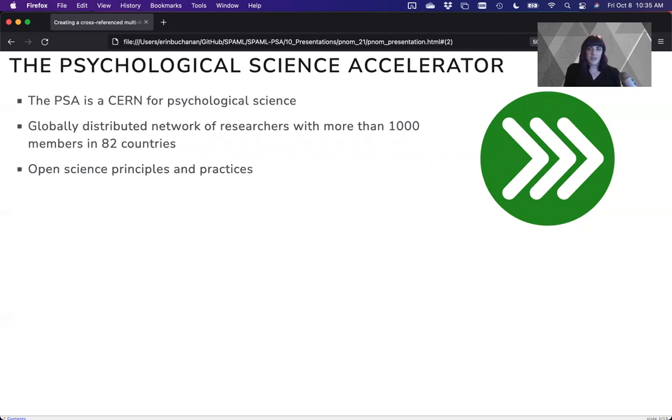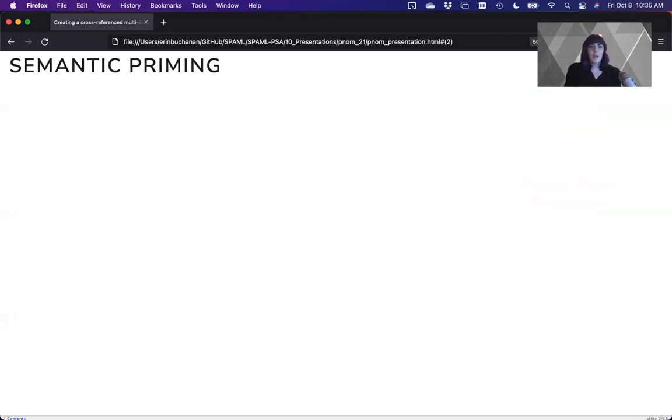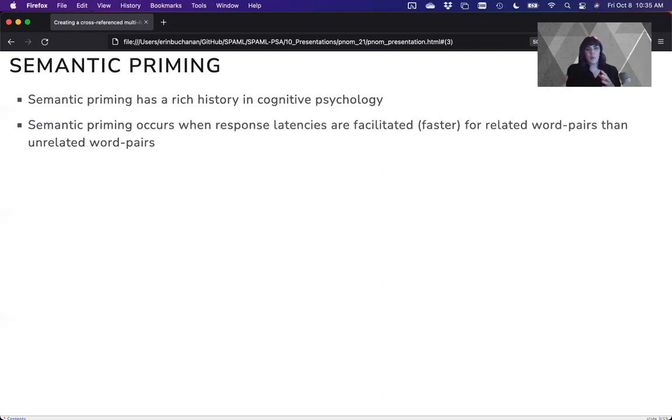And specifically today, I'm here to talk to you about one of those projects, which is the Semantic Priming Project Across Many Languages, or the SPAM-L. Now, semantic priming has a rich history in cognitive psychology. And very briefly, it's when a response latency is facilitated, or faster, for related word pairs versus unrelated word pairs. So you're much faster at reading dog, cat, than you are dog, spoon. And that's usually measured with a lexical decision task, is this a word, or a naming task by reading aloud.